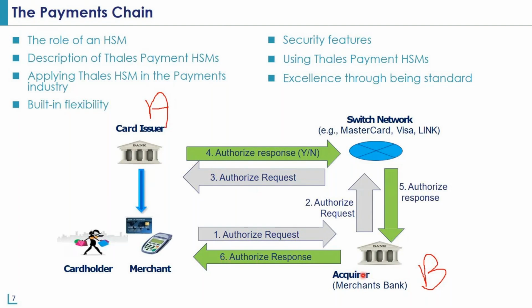So the acquirer is the bank on the merchant side, and we call the other one the issuer. The issuer bank is the one with which you have your account, your debit account or a credit account. This is your issuer bank, and this is your acquirer bank.